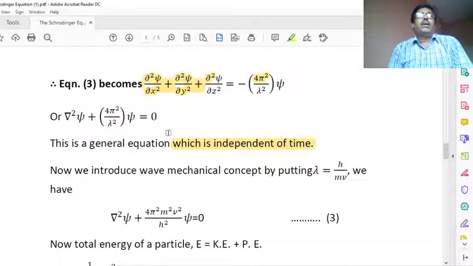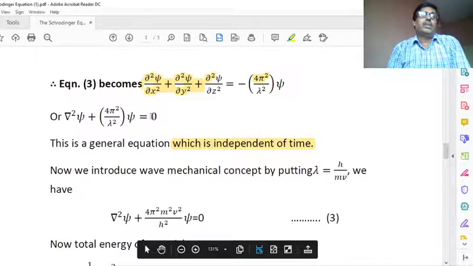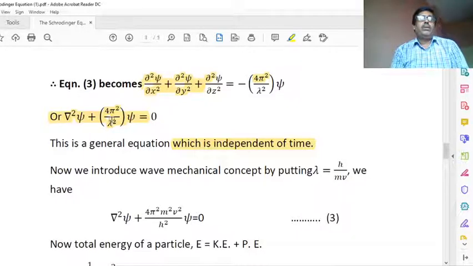But so far we have not introduced the wave concept, so we can't say that this is Schrodinger wave equation. Now we are introducing the wave mechanical concept in this equation here. This is the general equation. Now when we introduce the wave mechanical concept by putting lambda is equal to h by mv, then we will finally get the wave equation, Schrodinger wave equation.